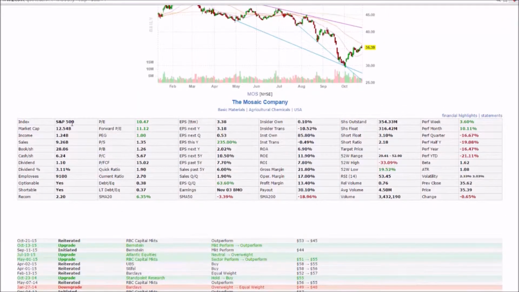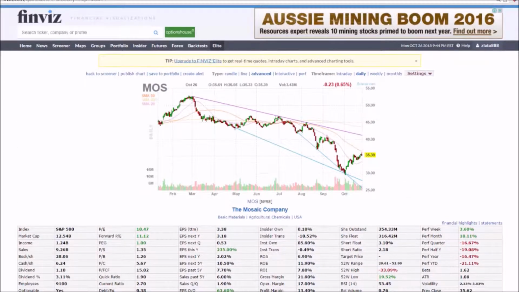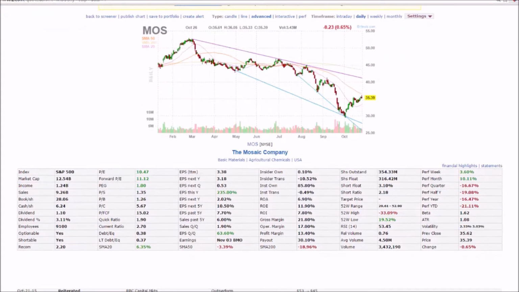So it's included in the S&P 500 index, market cap 12 billion, income 1.2 billion. So we can straight away calculate that the price earnings ratio is around 10, forward price earnings ratio 11, and book value per share $28, and the current price of the stock is 35. Okay, so it's close to book value. They are paying dividends, dividend yield 3%, which is pretty good.